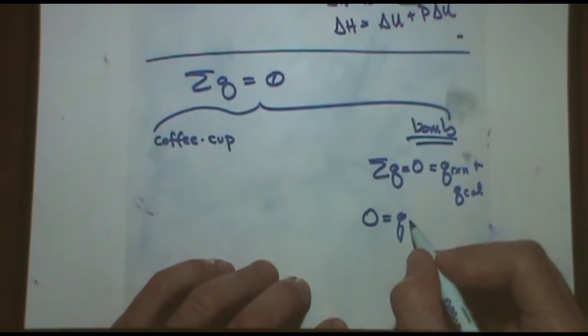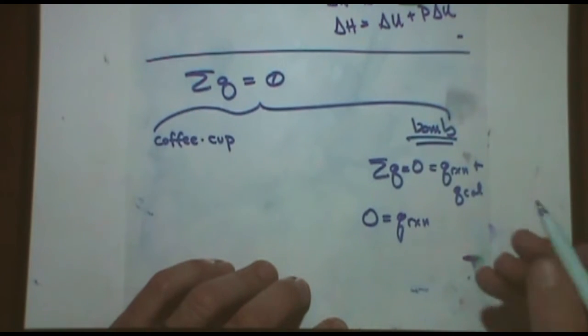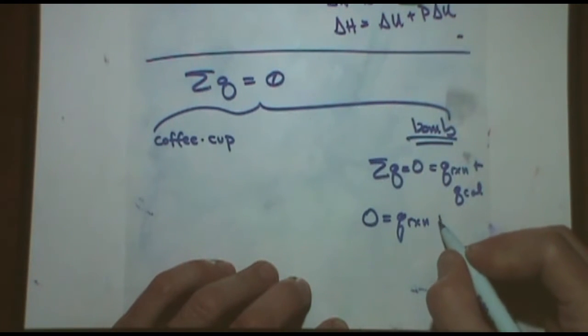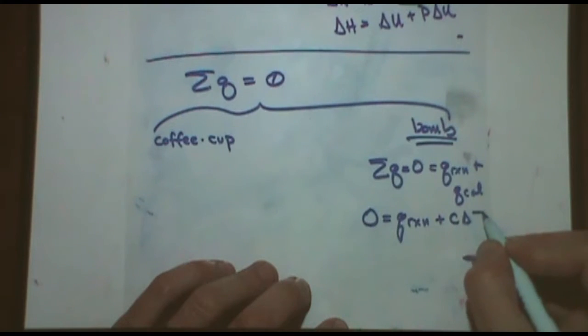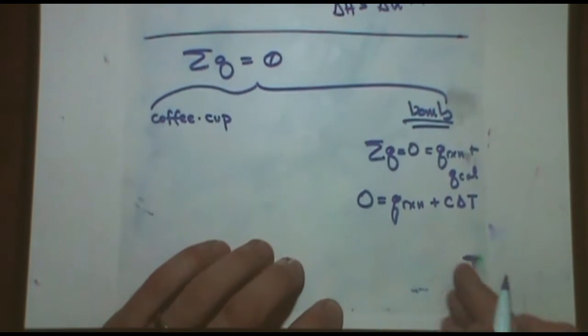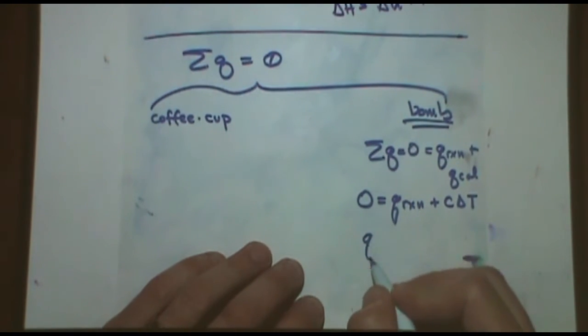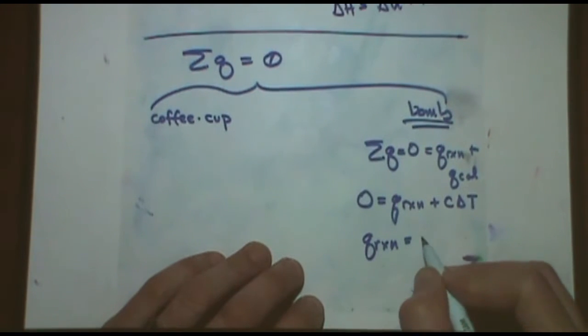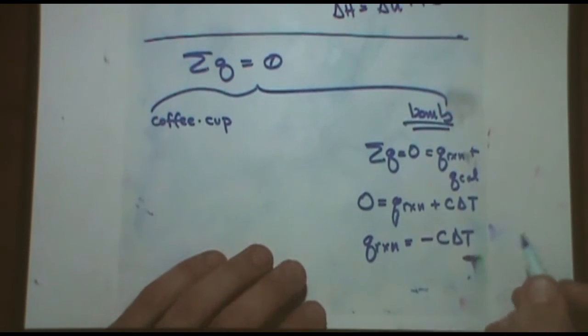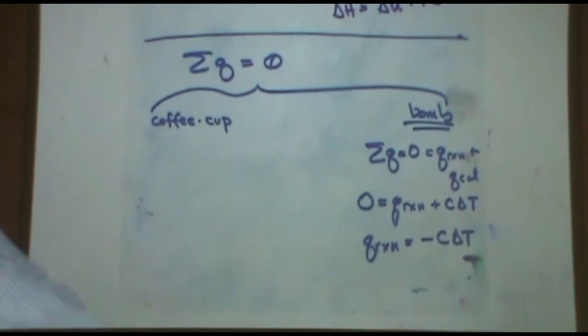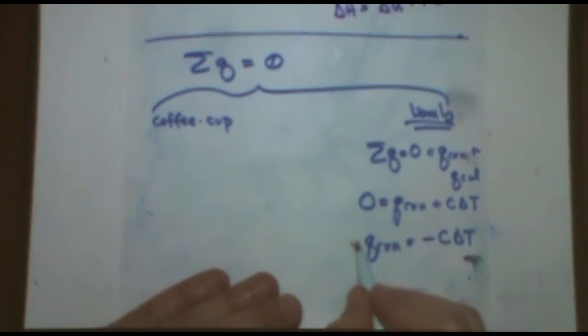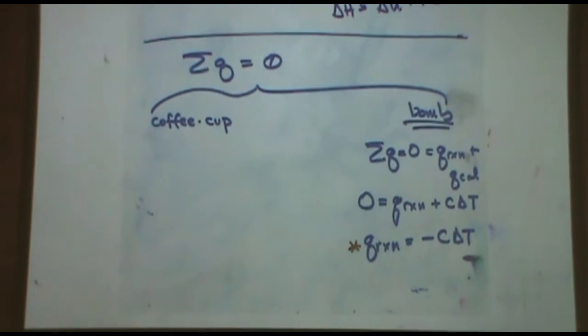0 is Q reaction. That'll be basically a delta H term. Plus Q cal, C delta T. And then you're going to solve for Q reaction, and that'll equal negative C delta T. Usually this is one of your steps, typically the first step to do this. So you'll be given C, you'll be given delta T, you find the Q reaction.